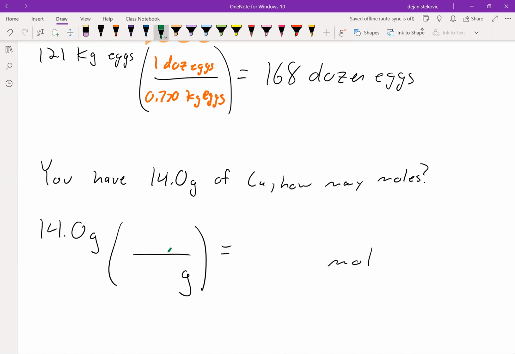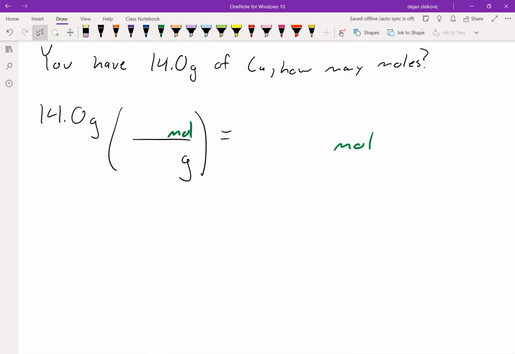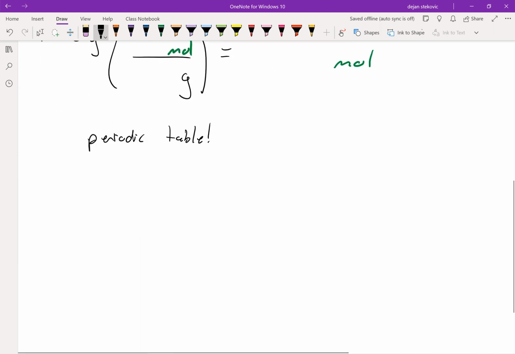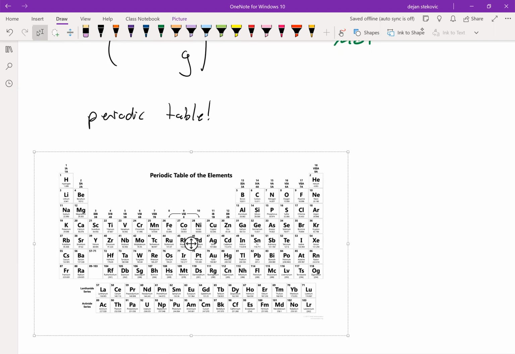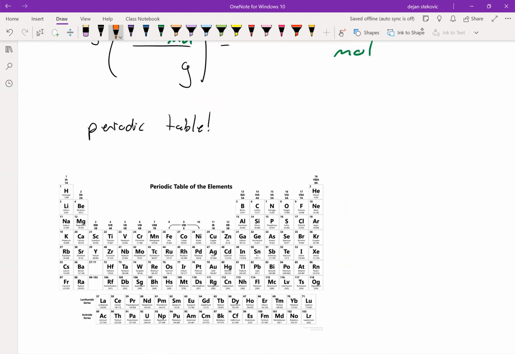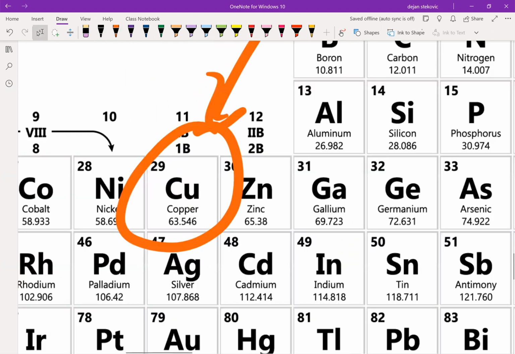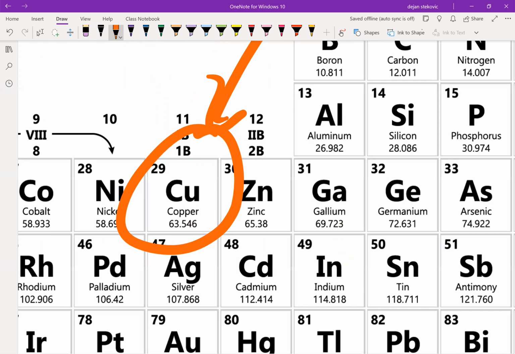So I know that I'm going to want moles up here. And so the value that we're looking for has a conversion of moles to grams or grams to moles. And where we find this is the periodic table. So let's take a look at our handy dandy periodic table. In this case, we're talking about copper. So we're just going to find copper on our periodic table. It's right there. And then you can see the number right under copper, that's 63.546.